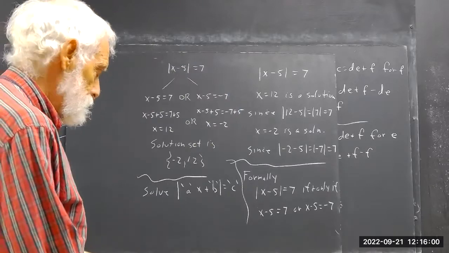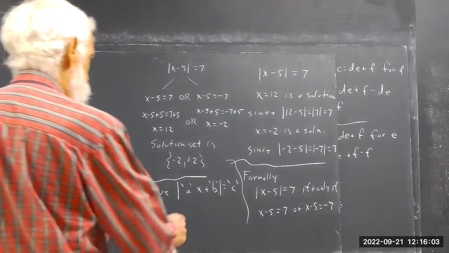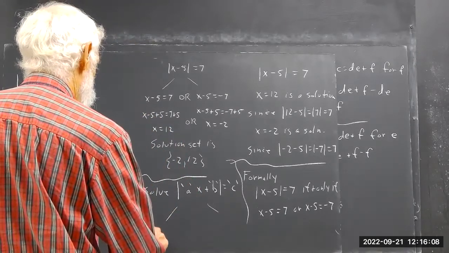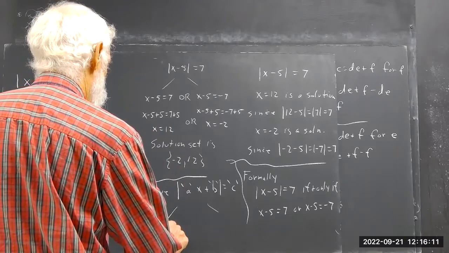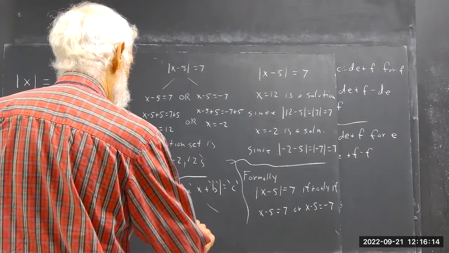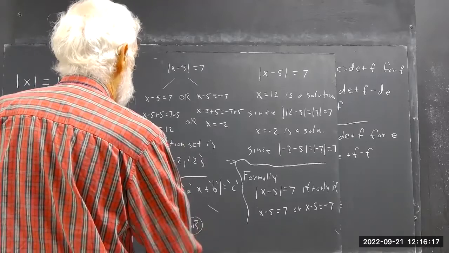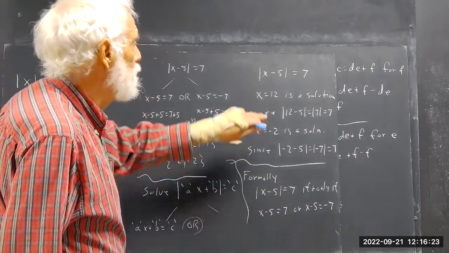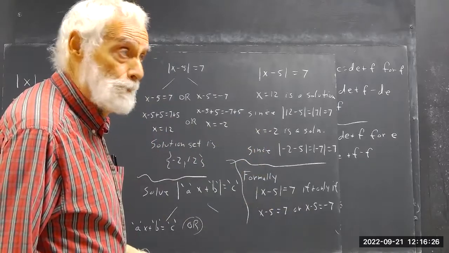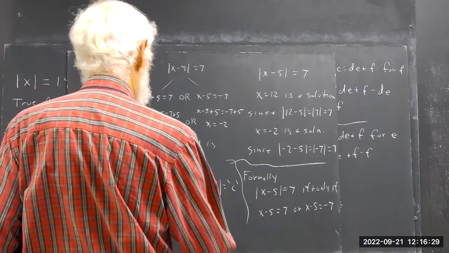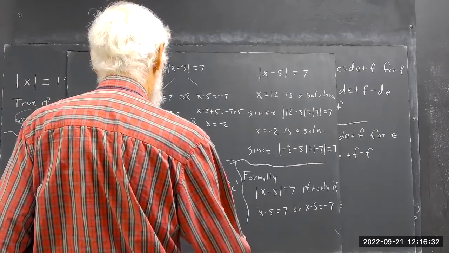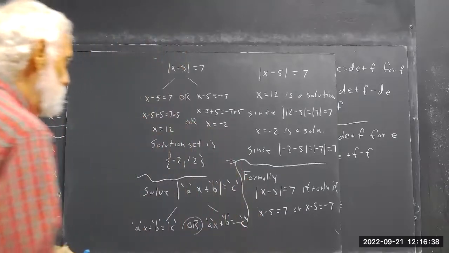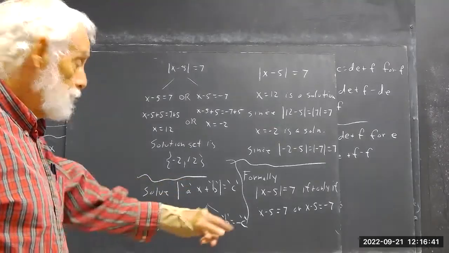So if you have this, well, that would split immediately into the equation. And see, I wrote this word or, because it could be this or this. X could be 12 or -2, right? So in general, this equation got split into these two.